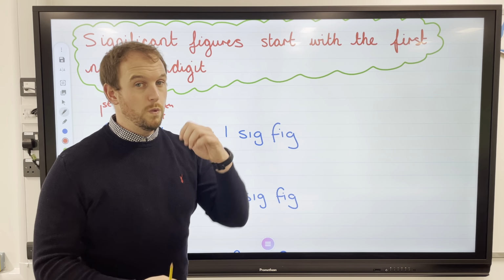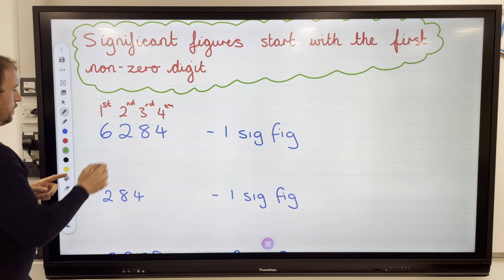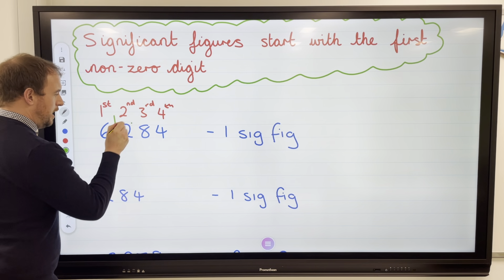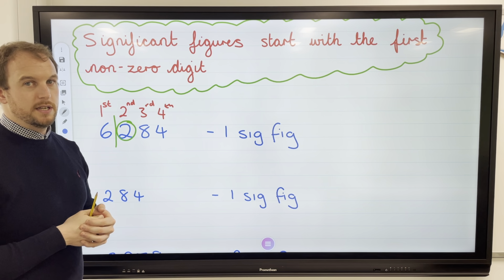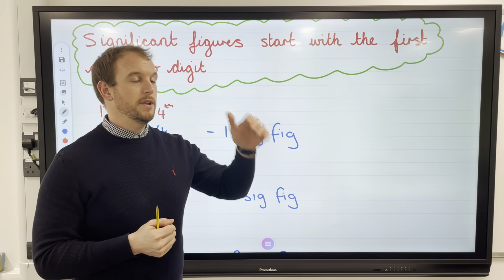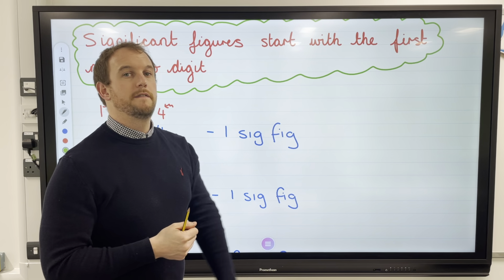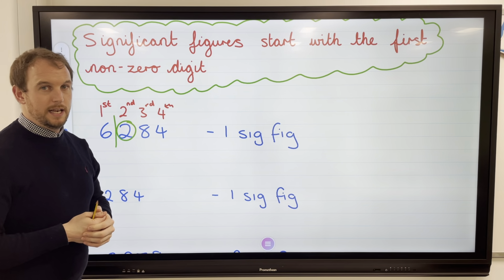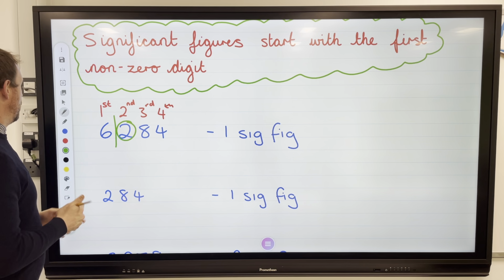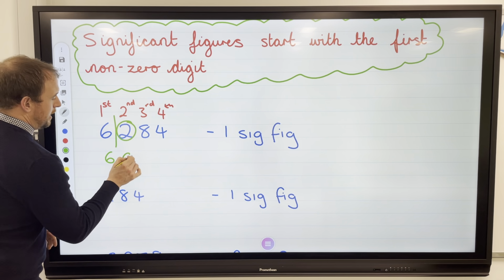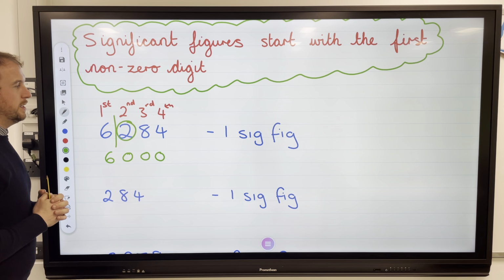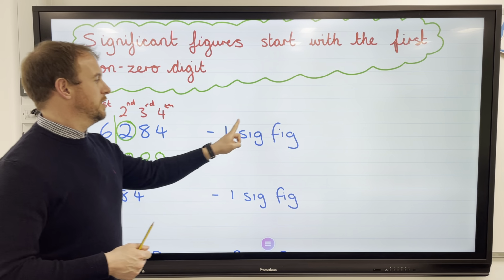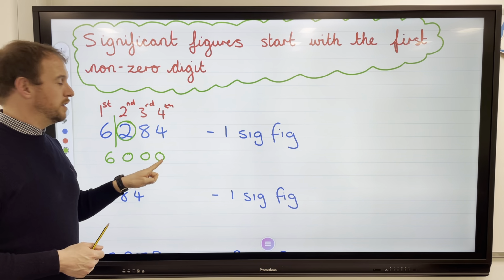This question is asking for one significant figure. So therefore, I'm going to put a line there after my first significant figure, and pay attention to my next digit. Now, similar to rounding, remember 0 to 4 stay on the floor, 5 to 9 like to climb. Well, 2 is less than 5, so the 6 will stay the same. And then I need to put my place value holders in. So 6,284 given to one significant figure is 6,000.